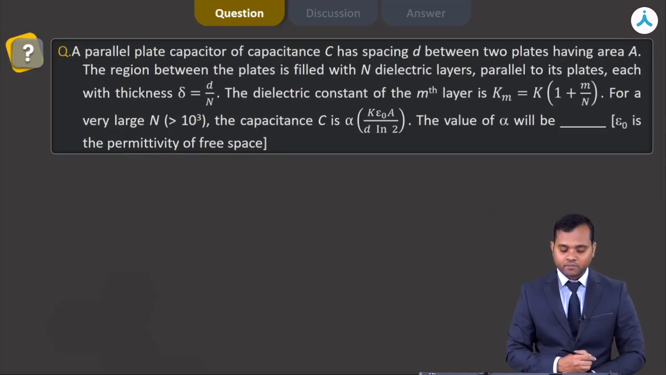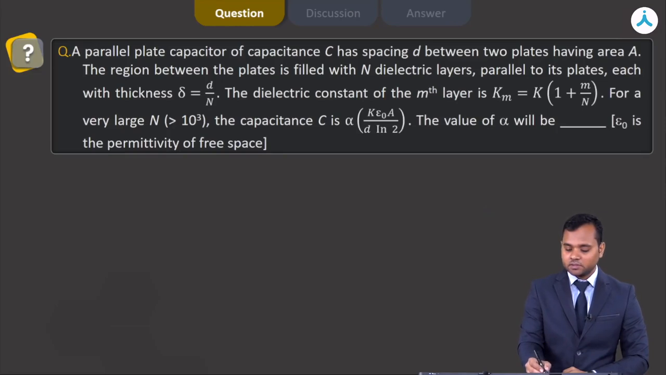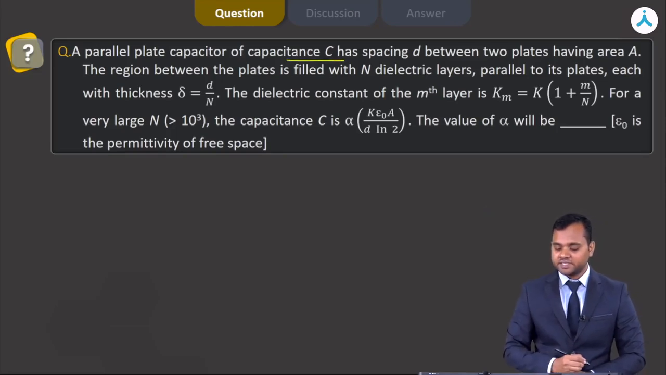This question says a parallel plate capacitor of capacitance C has a spacing D between the two plates having area A. The region between the plates is filled with N dielectric layers parallel to its plates, each with thickness delta equal to D by N.